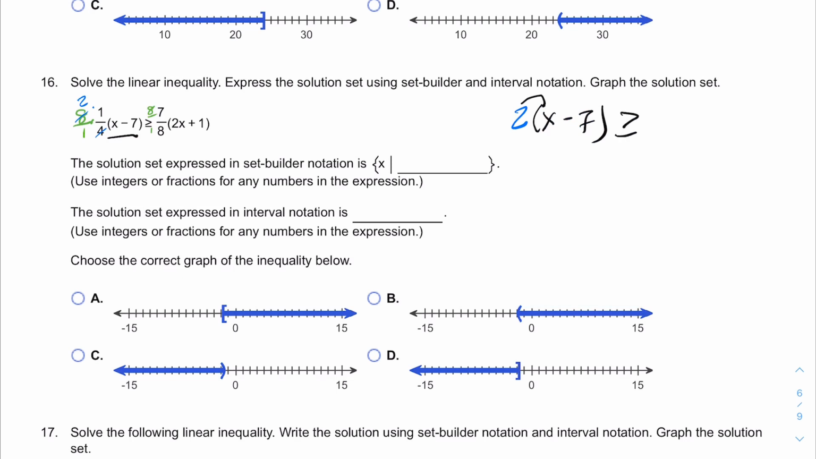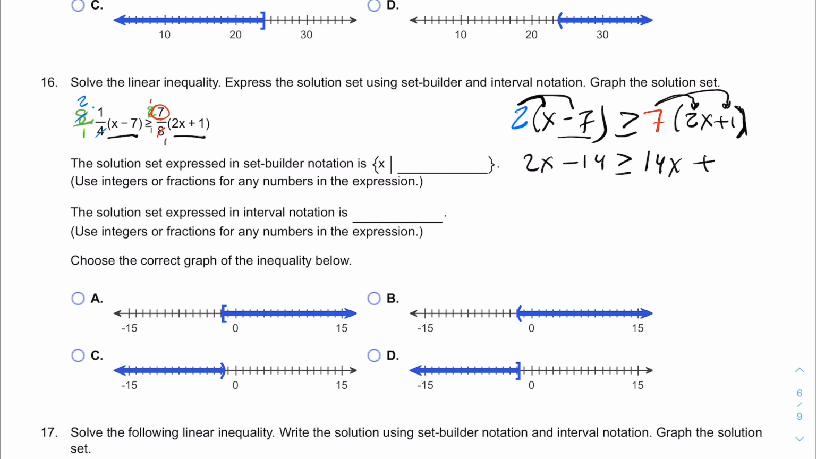Same thing's going to happen on the right-hand side, where we have 8 over 8 reduces down to 1, leaving us with a 7. And then we write down the rest in the parentheses, which is 2x plus 1. Now we need to distribute. 2 times x is 2x. 2 times a negative 7 is negative 14. Is greater than or equal to 7 times 2x is positive 14x. And 7 times 1 is 7.